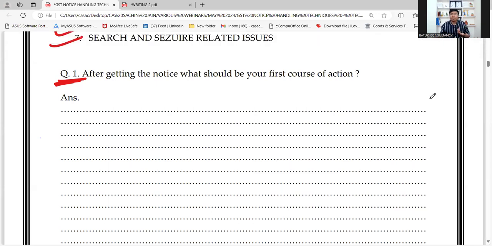Yes, first they will issue the show cause notice, asking you to show cause why this particular liability should not be imposed on you. Why this particular liability is not imposed on you, that is the question they will ask. Why this particular type of interest is not imposed on you.